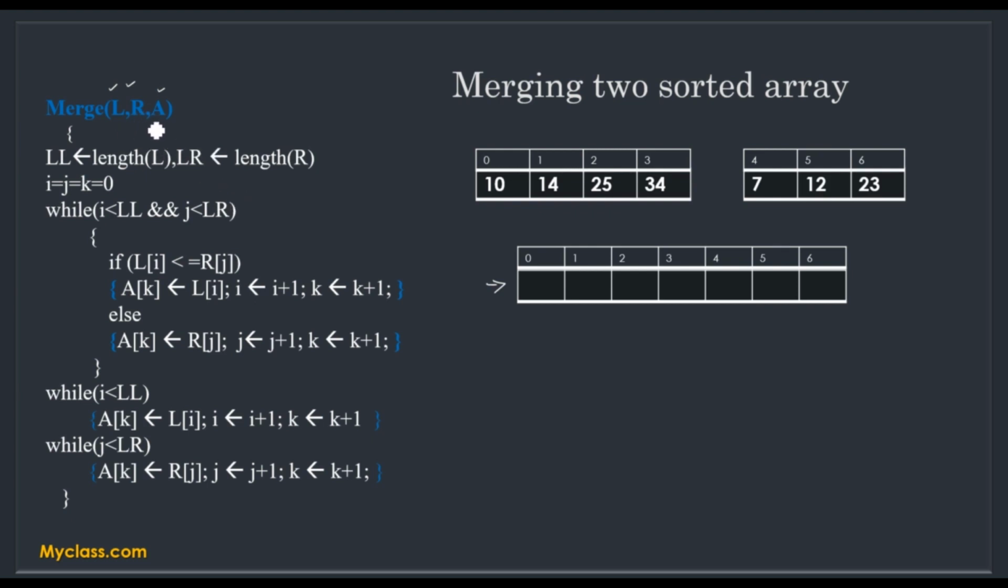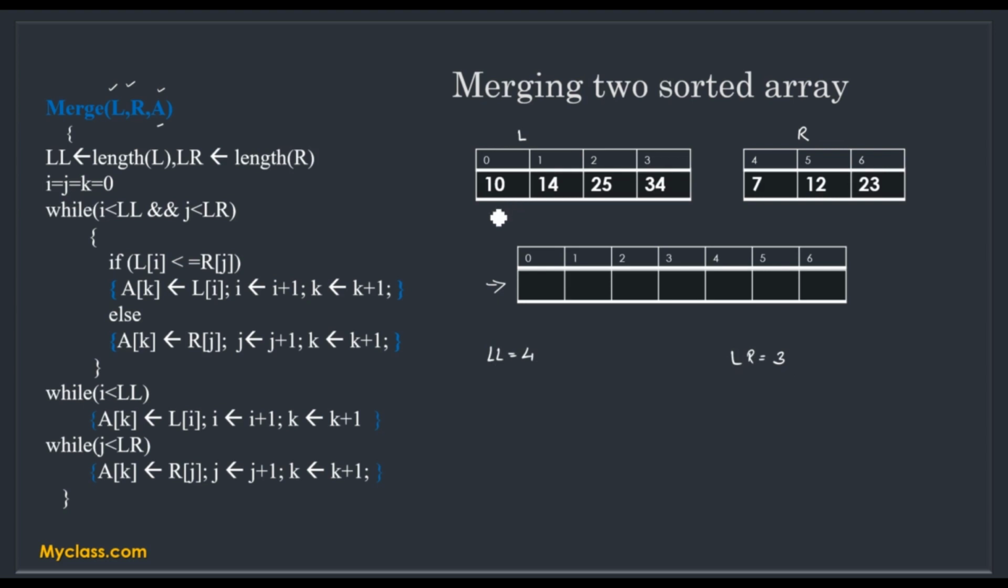L is the left sublist and R is the right sublist and A is the resultant array. So this is our left sublist and this is our right sublist. First we find the length of the left array. LL is the length of L and LR is the length of the R sublist. In this example, LL is equal to 4 and LR is equal to 3.